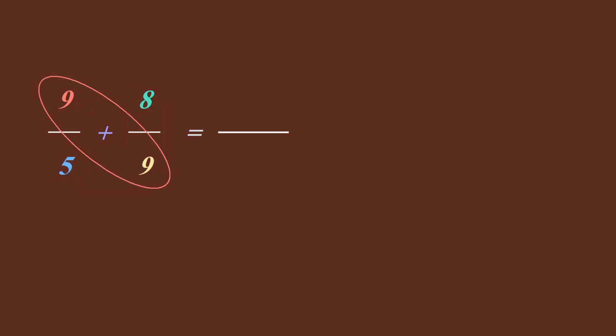Multiply the first top times the second bottom. So we have 9 times 9, which is equal to 81. Multiply the first bottom times the second top. So we have 5 times 8, which is equal to 40.